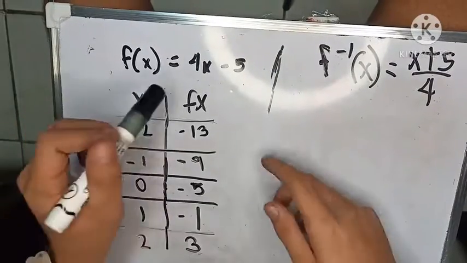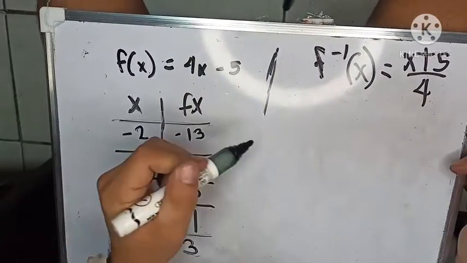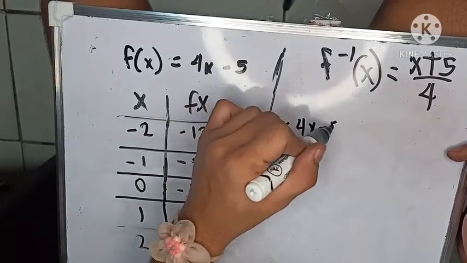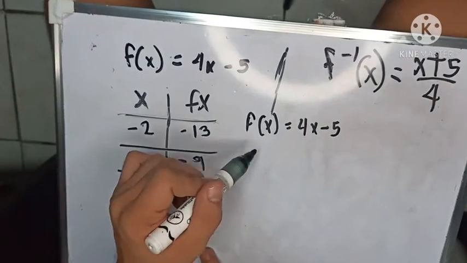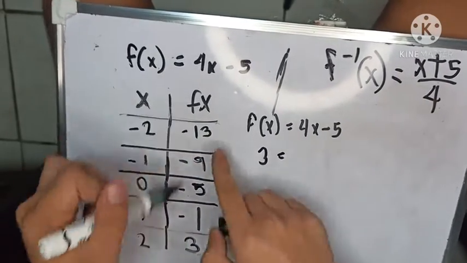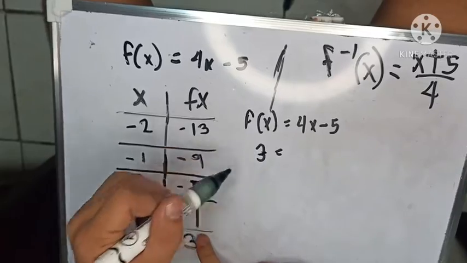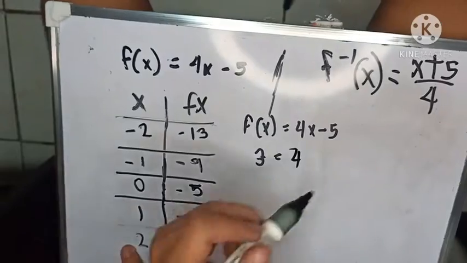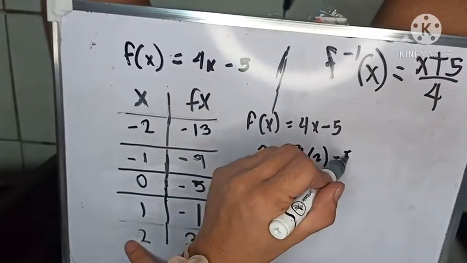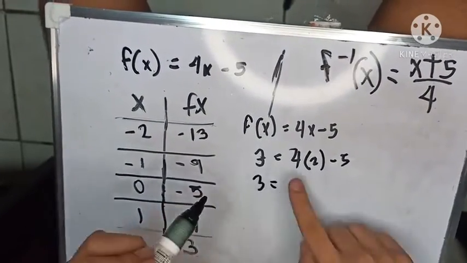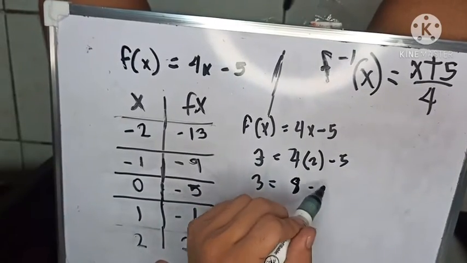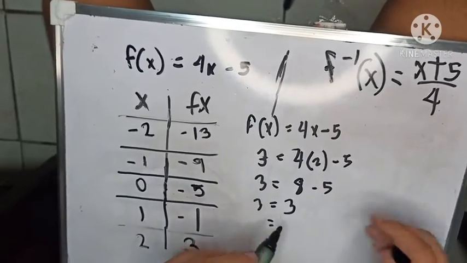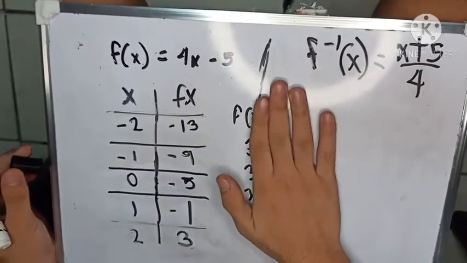So f(x), this could be the formula. f(x) equals 4x minus 5, and f(x) is 3. So this could be our y, and 3 equals 4 times x, which should be 2, minus 5. And 4 times 2 equals 8 minus 5, and 3 equals 3. Okay, correct.